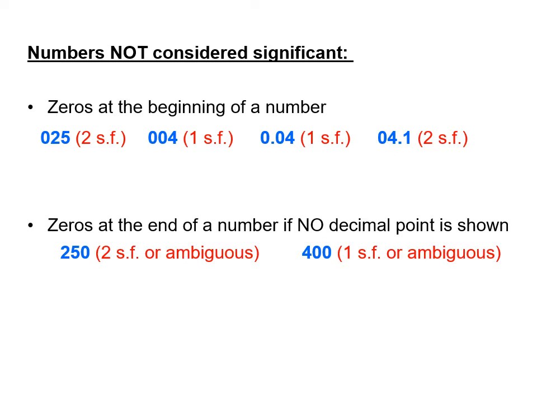The zeros there are placeholders. They're there to make the number 400 rather than 4. But we don't know whether or not they're significant, so we assume that they are not.